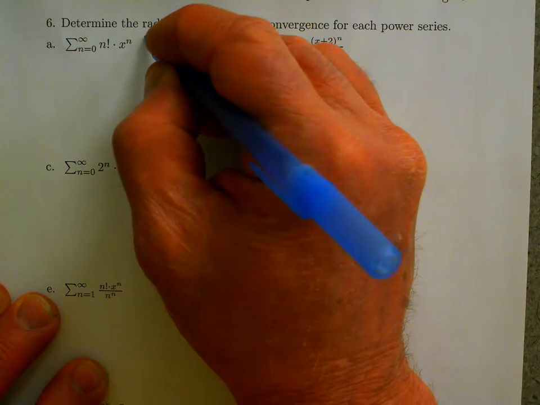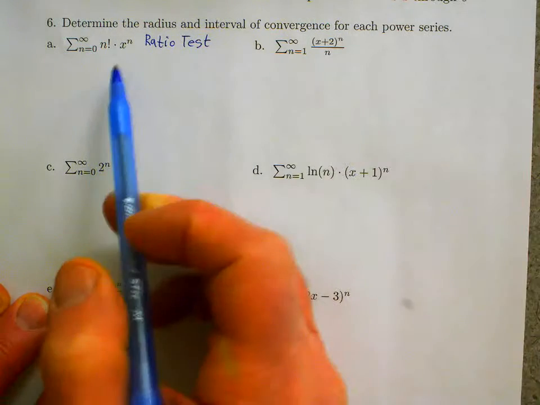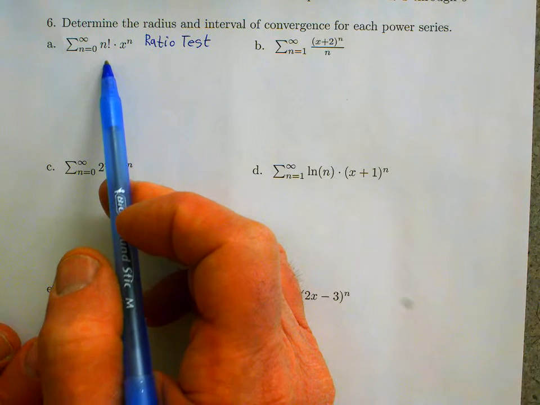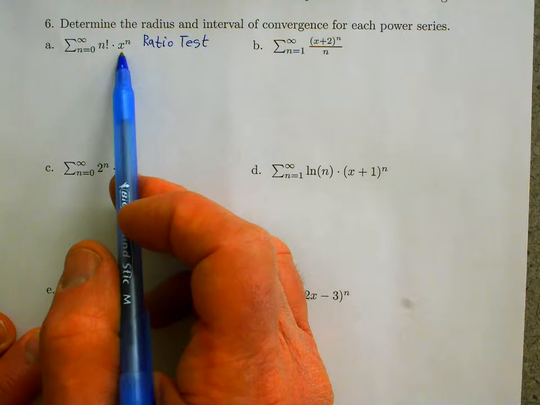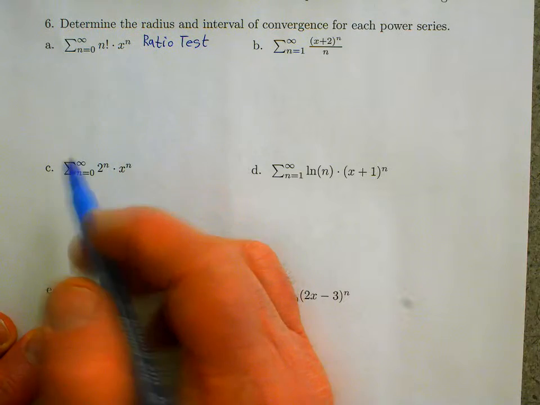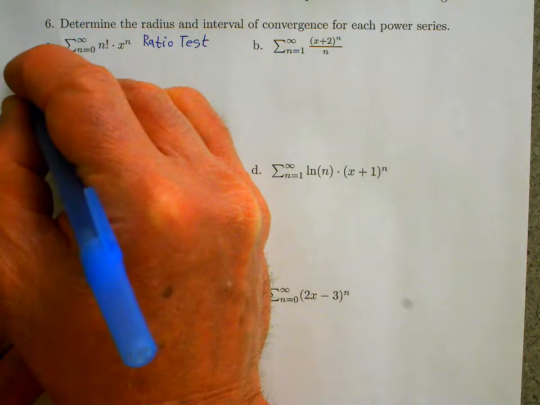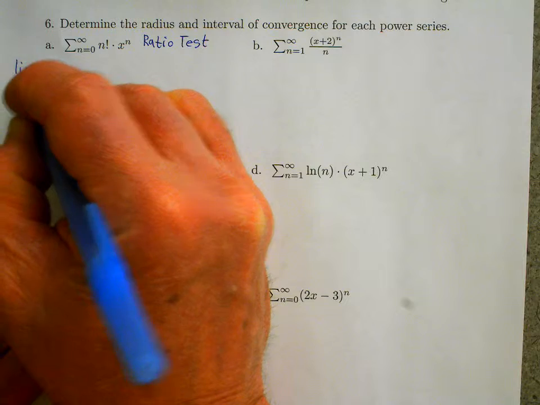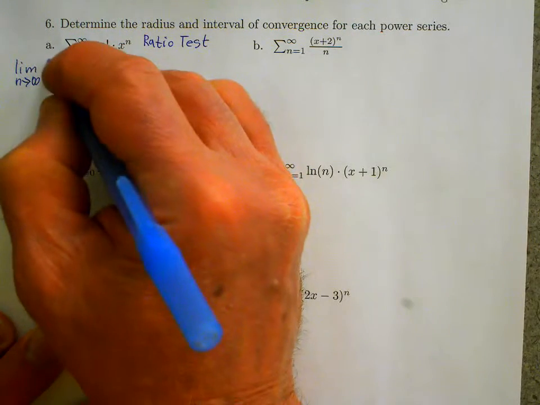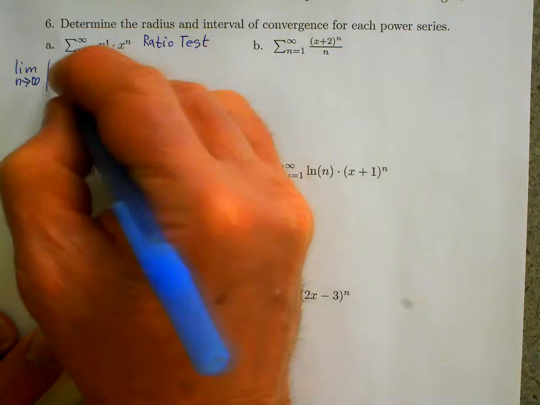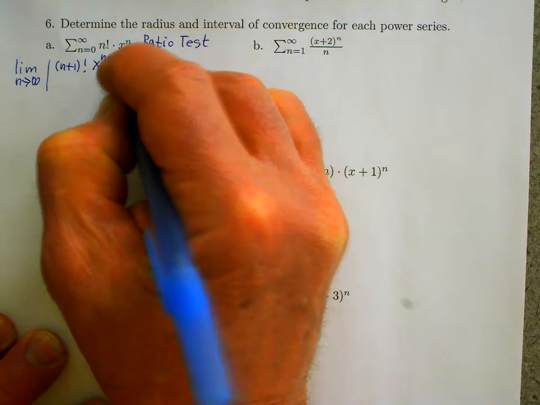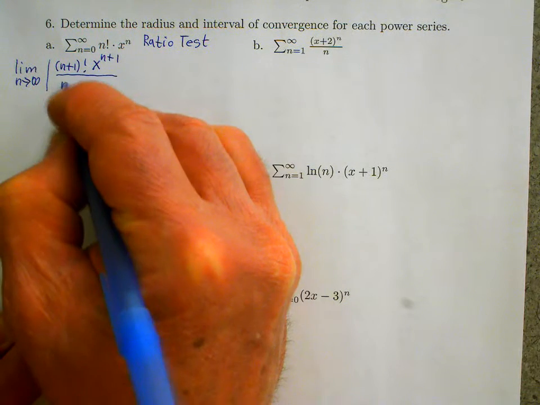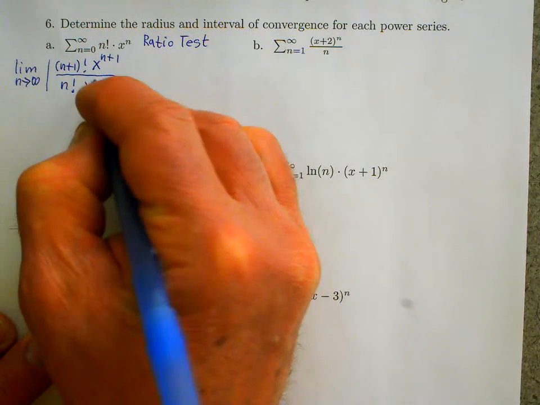We can use the ratio test to find the radius of convergence and also the interval of convergence. In other words, find all of the values of x for which this series is convergent. So the ratio test, the limit as n approaches infinity, and the absolute value of n plus 1 factorial times x to the n plus 1 divided by n factorial times x to the n.